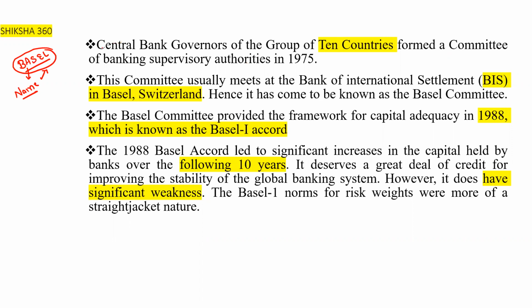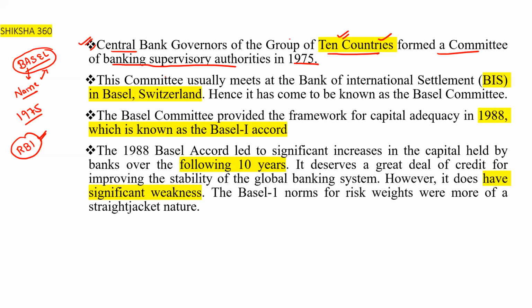Initially it was formed in the year 1975. Central bank governors of the group of 10 countries, like in India the central bank is the RBI, formed a committee of banking supervisory authorities in 1975. They have to overview and check the functioning of banking, how banking is going on.